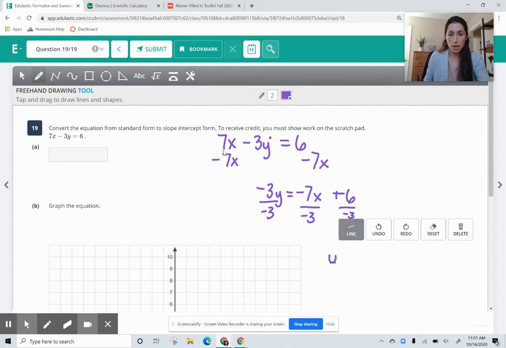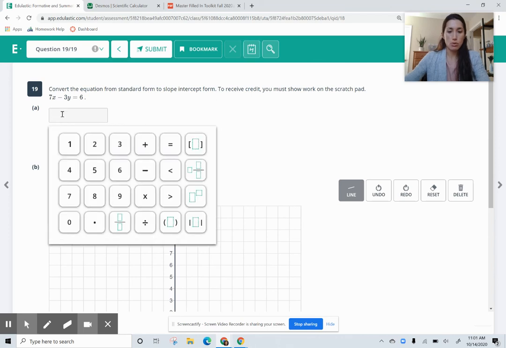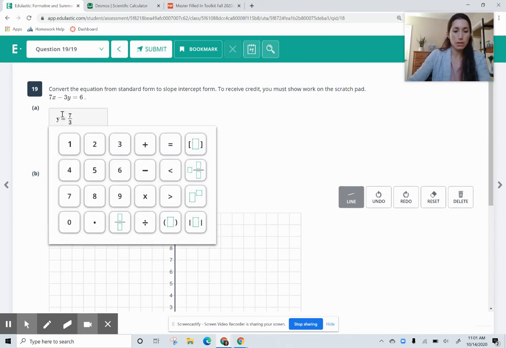Whoops, that's just going to be a y. Negative 7 divided by negative 3 is just 7/3. We still have our x term there. And then 6 divided by negative 3 is negative 2. So we'll go ahead and type that in. So y equals 7 over 3 x plus 2.